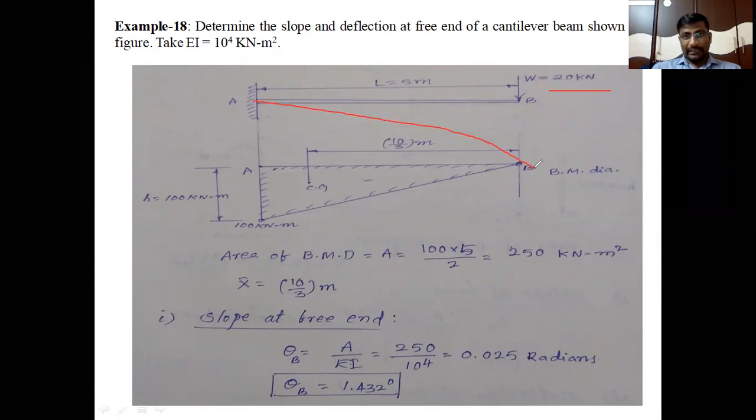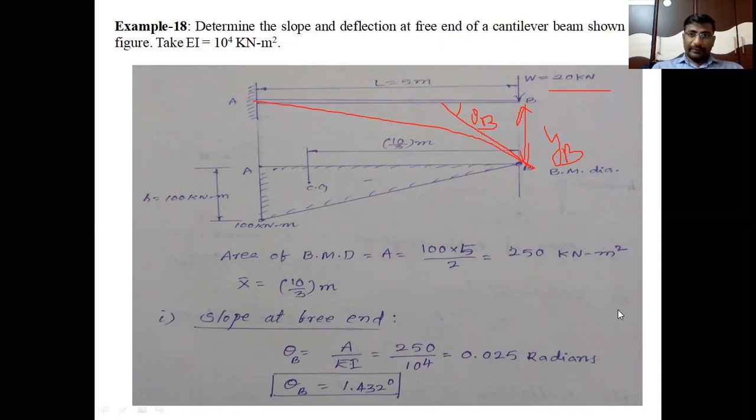When it bends like this, the maximum deflection and maximum slope are at the free end. This is the tangent at free end after deflection, and this is the vertical displacement at free end. So this is the YB, the maximum deflection at free end, and this is the theta B, slope at point B after deflection. This is the beam shape after deflection.